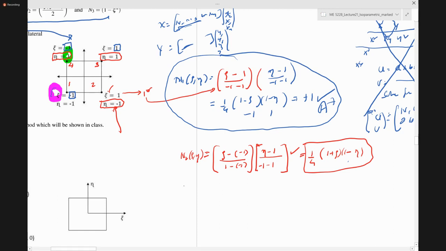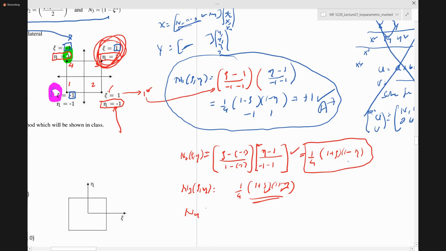Now read me N3 without doing anything. Just read me N3. You know the answer, it should be 1 plus Kasi into 1 plus eta. That's it. At Kasi equal to +1, eta equal to +1, it is easy. You can generate this in a hurry.